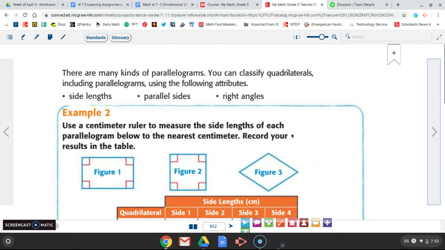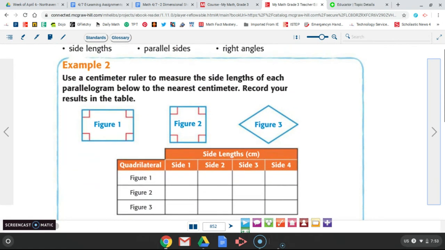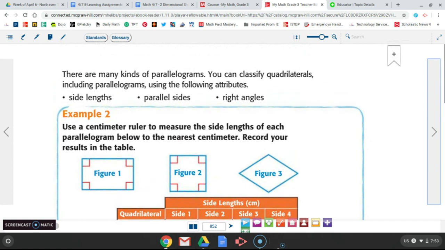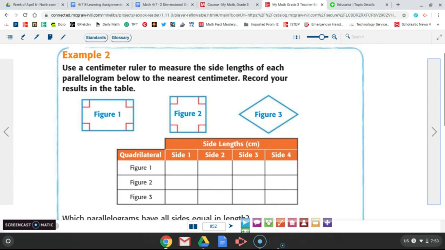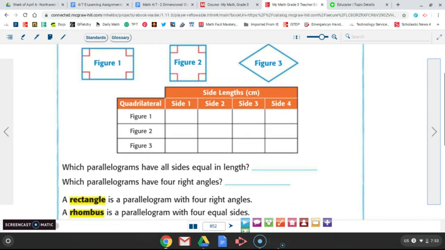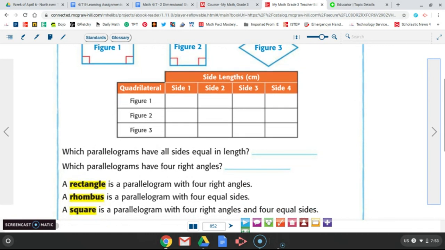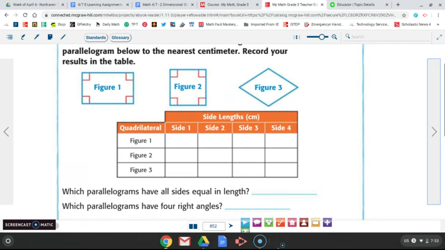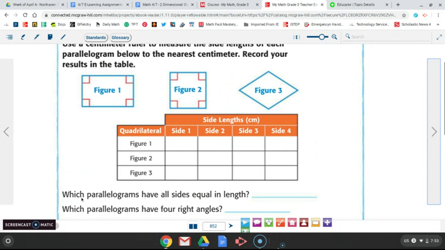Now, this next part wants us to get out a ruler and measure, but we're not going to take the time to do that right now. This side is talking about some other types of quadrilaterals, and some of these you should already be familiar with. Okay, so just by looking at the figures, which parallelograms have all sides that are equal in length?